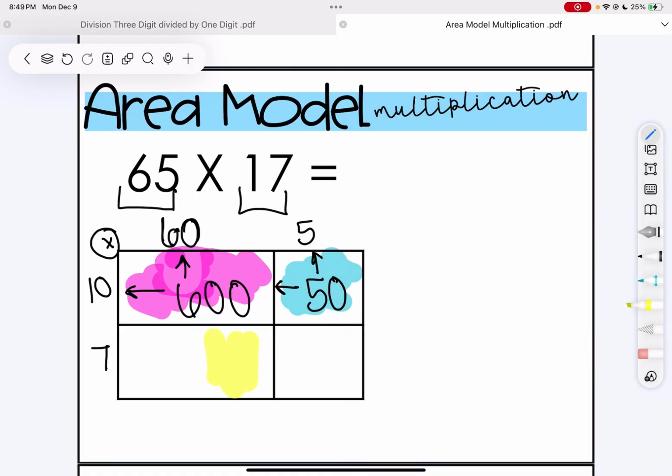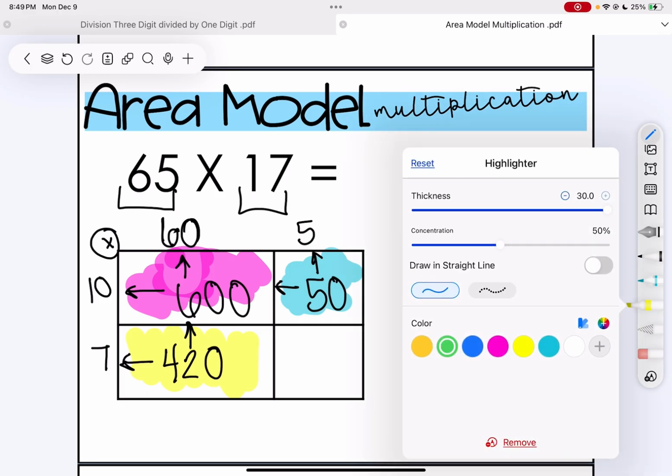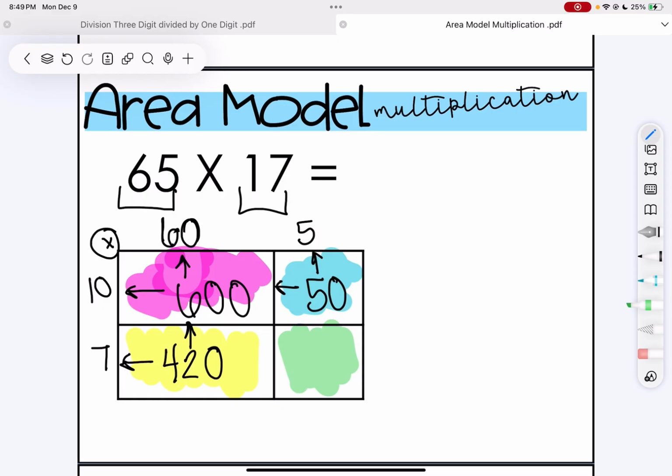Moving right along, let's look at this box right here. We look directly up and directly over. So 60 times 7. I know that 6 times 7 is 42, and there's 1 zero there, and I'm going to add that back on there. And then for our last box, I look up and see 5, and I look over and see 7. I know that 5 times 7 is 35. So now for this example, we have 4 partial products.